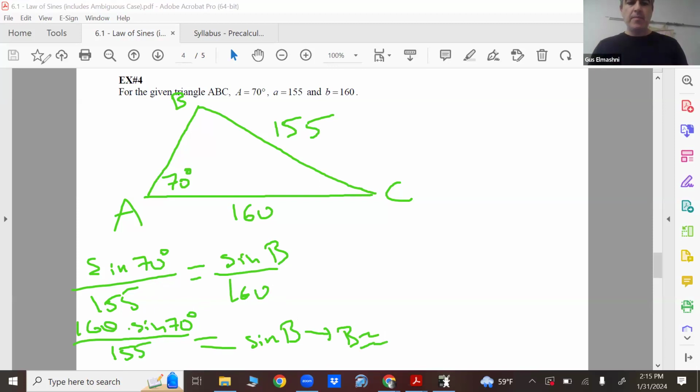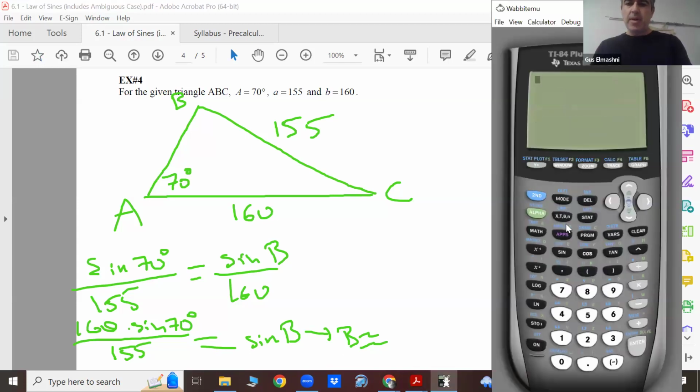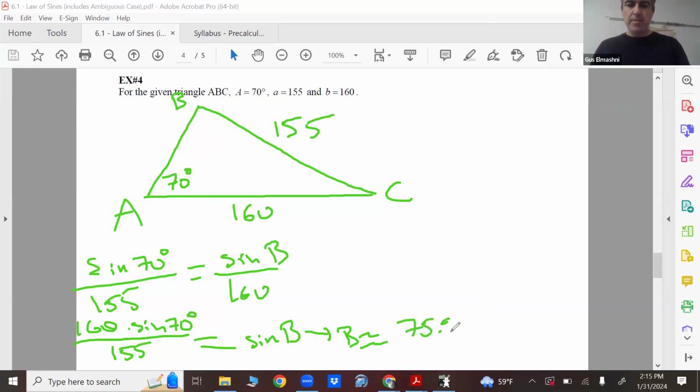I'm not going to get too caught up in isolating B. Now you know I have to do an inverse sine. So I'm going to do inverse sine of 160 times sine of 70, divided by 155. I get 75.93 degrees. Great. Awesome. 75.93 degrees, which should be right here.